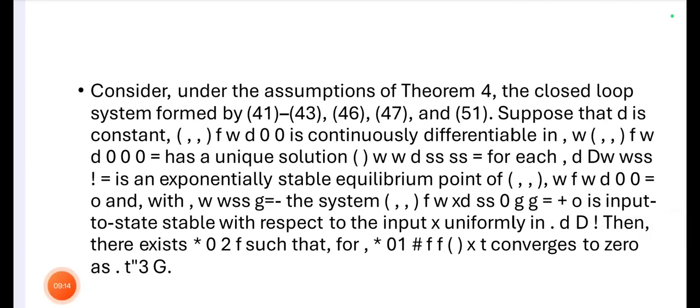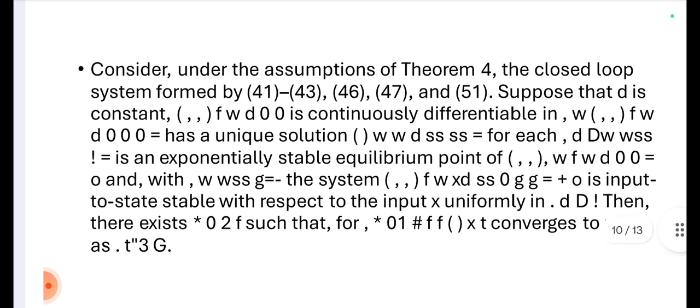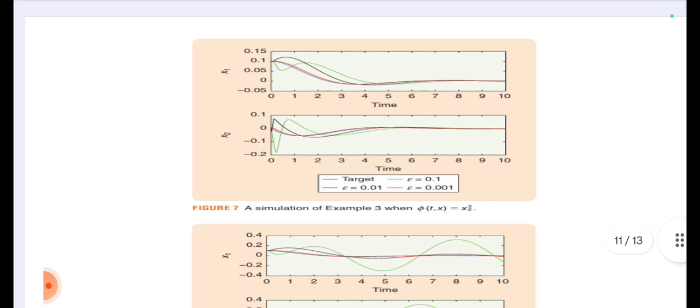For the closed-loop system, suppose that d is constant and continuously differentiable, and has a unique solution. If the origin is an exponentially stable equilibrium point, then there exists ε* such that the error converges to 0. Here in the graph we can see the simulation over time of φ(t, x). We can see it is slowly decreasing in the first graph. In the second graph it is slowly increasing from low to high.